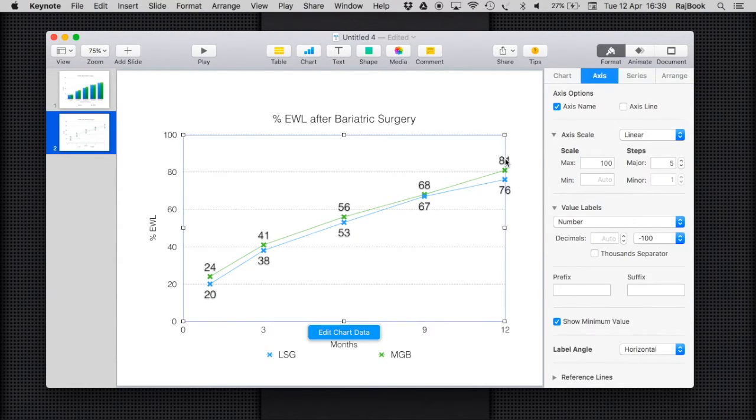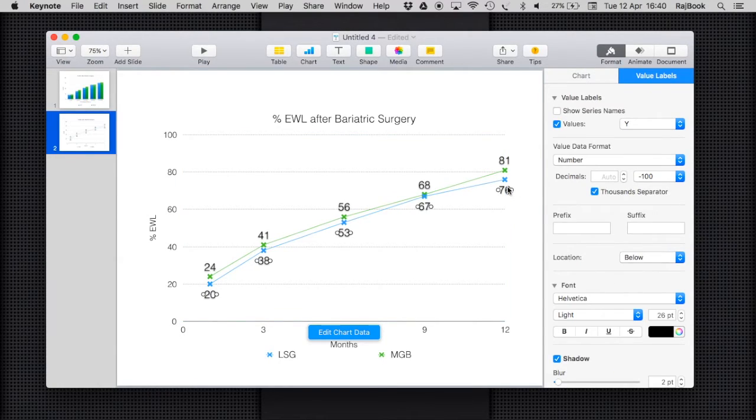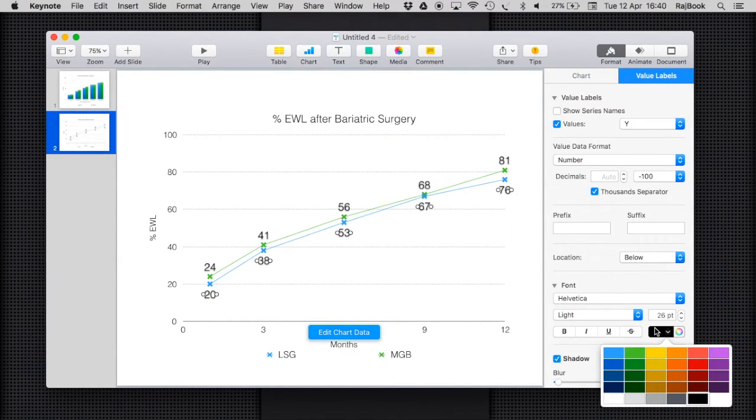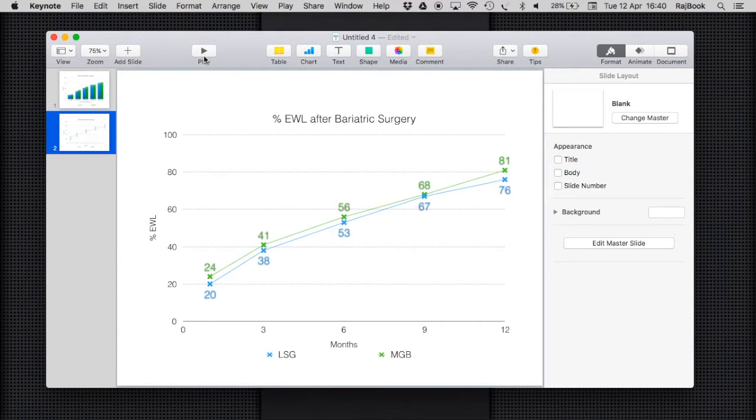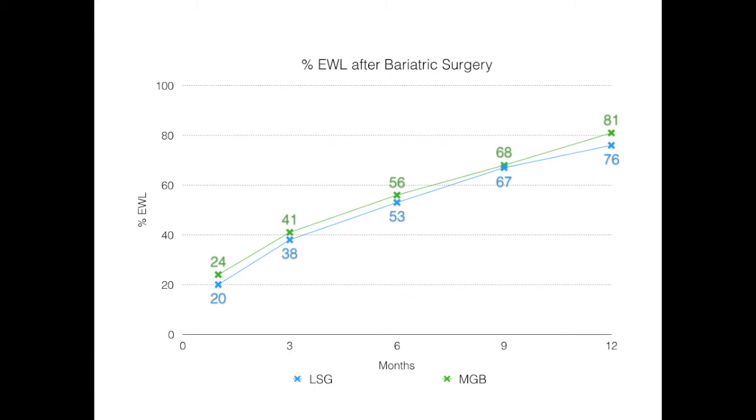So we can go and mark all the parameters for maybe LSG, and then mark with blue, and then go for MGB and mark with green. So whatever you want to do, you can change the colors, and once you apply them, it looks so beautiful. So this gives a very good graph.